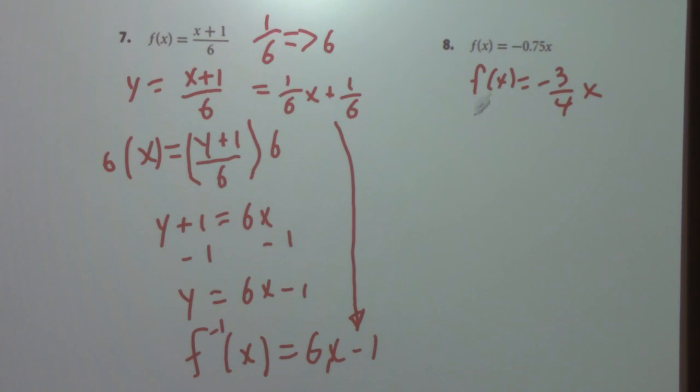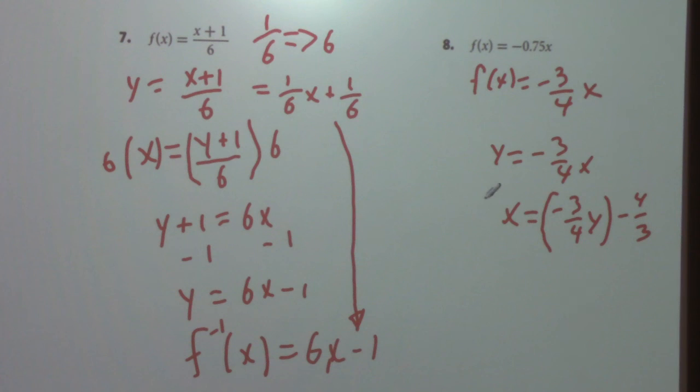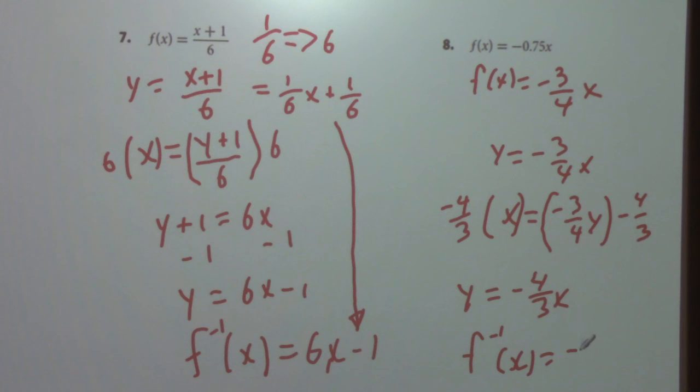And then for this one here, so you have x equals -3/4 y. And what is the reciprocal of -3/4? So -4/3. So you have y is equal to -4/3 x. So f -1 of x is equal to -4/3 x.